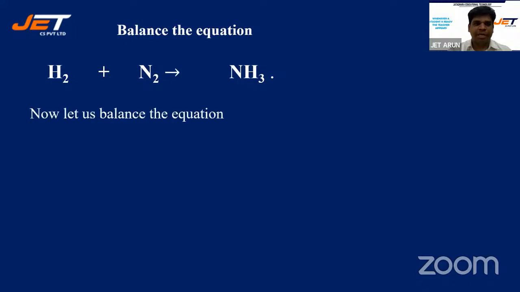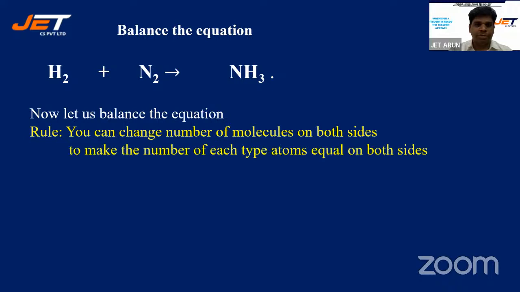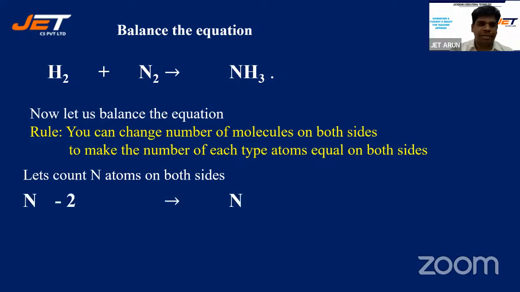All right. Now let's balance the equation, students. So the rule is you can change the number of molecules on both sides. You can write the stoichiometric coefficients on both sides, students. That's called a stoichiometric coefficient, which you can write on both sides as a coefficient to each molecule. You can change those numbers to make the number of each type of atom equal on both sides. So let's count N atoms on both sides now. How many N atoms do we have on the left-hand side? 2. On the right-hand side, we have 1.